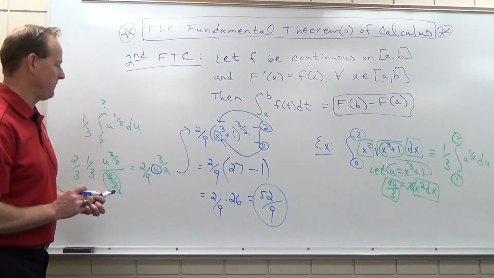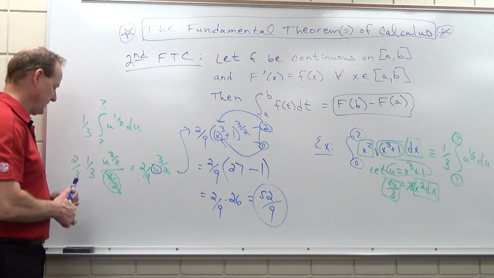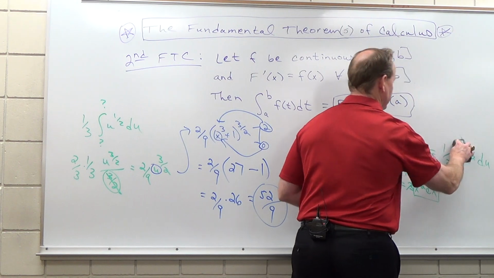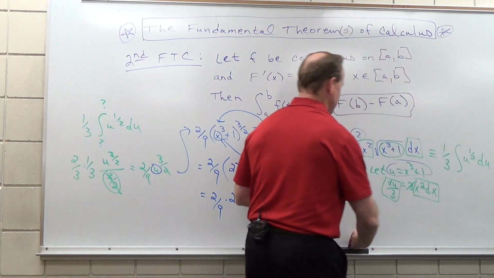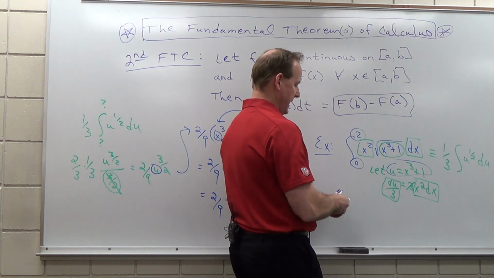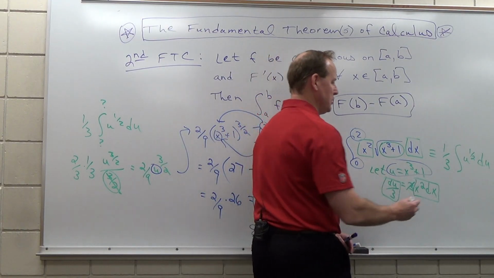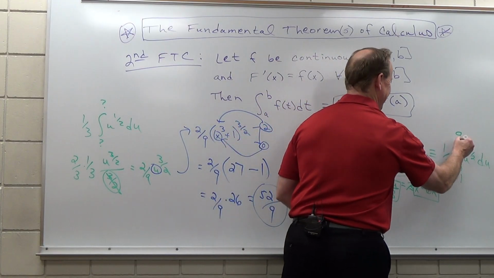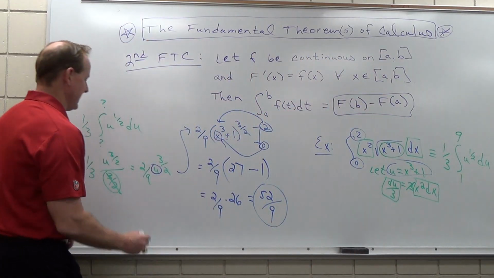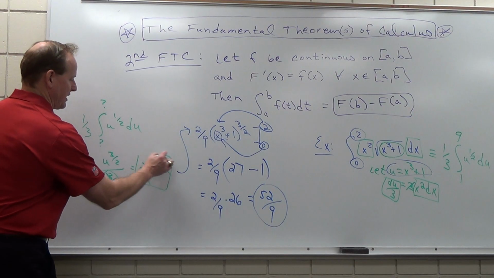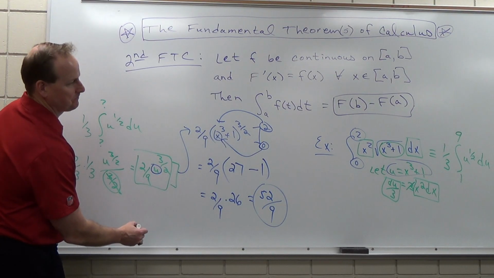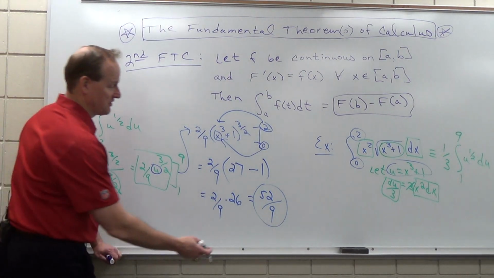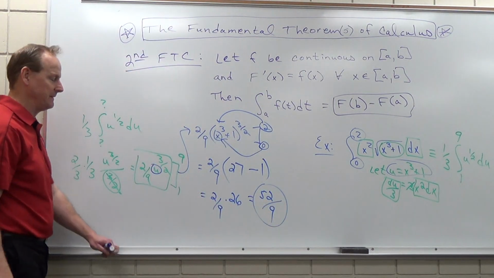And just to verify, what we could have done is change the limits of integration here, the lower and upper limits, and said, hey, when x is 0, u is 1, and when x is 2, u is 9, and left it like that. What I could have done is evaluate this thing from 1 to 9. Let's try it and make sure that we get the same exact answer of 52/9.